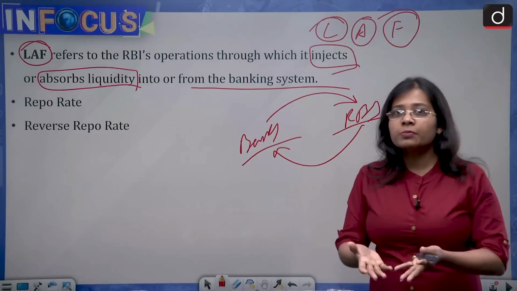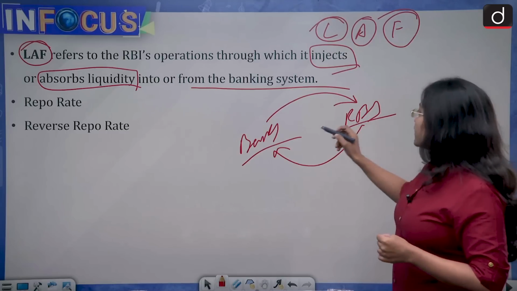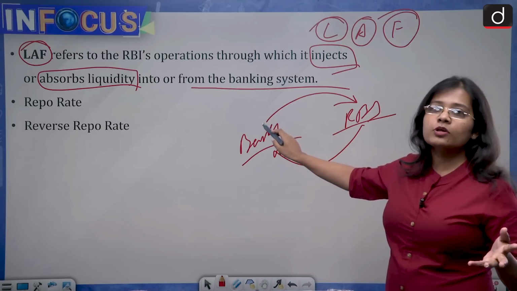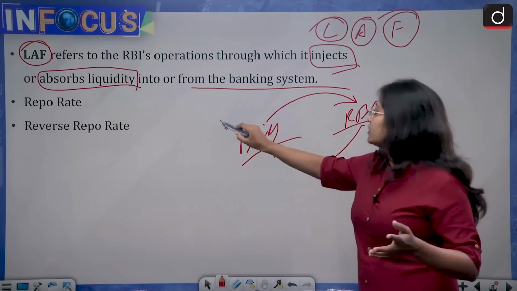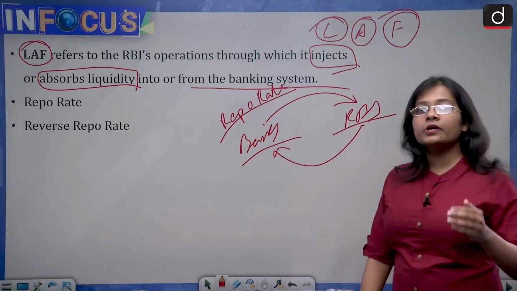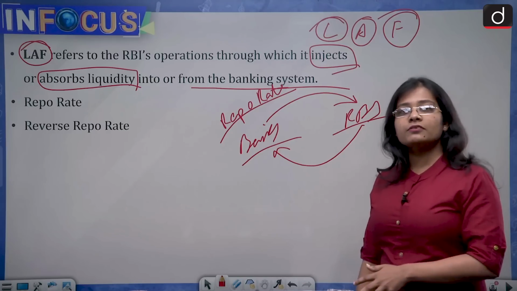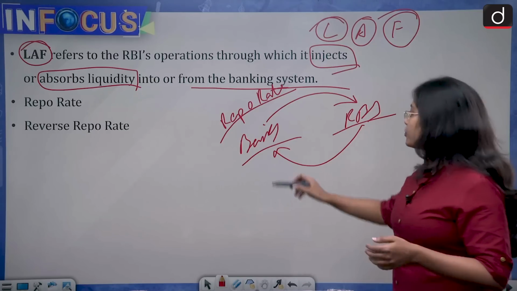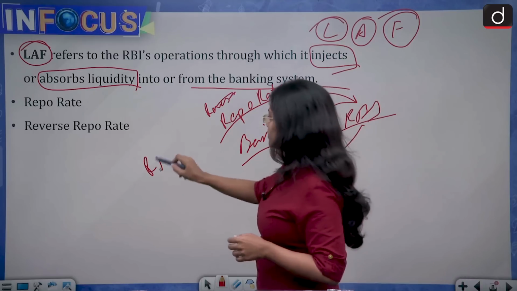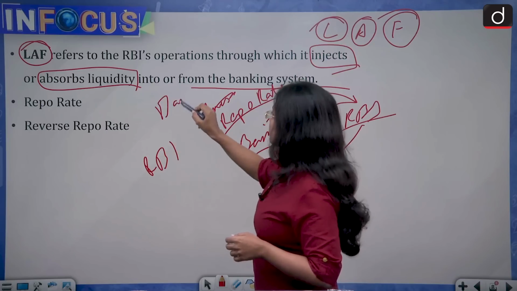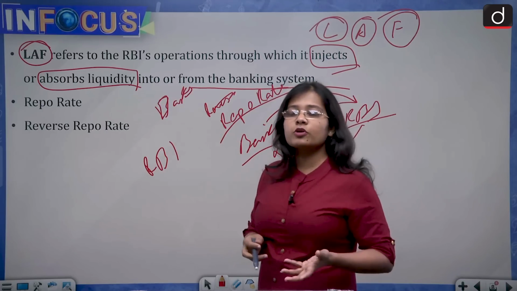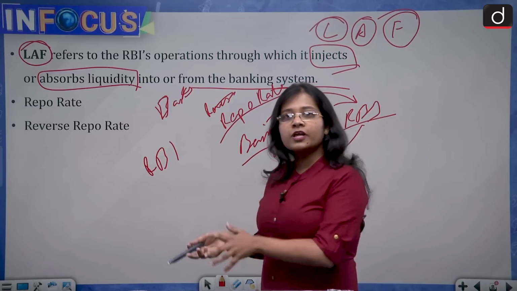It is the RBI. So when RBI lends money to the banks, at which rate does it lend money to the banks? That is the repo rate. And when RBI takes money from the banks, then that is the reverse repo rate. See, these are very simple. Okay, this is RBI, this is banks. Banks need money from the RBI, so they will ask for money from the RBI and RBI will give that money to the bank.